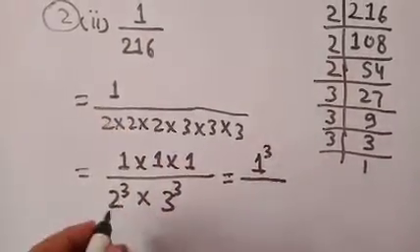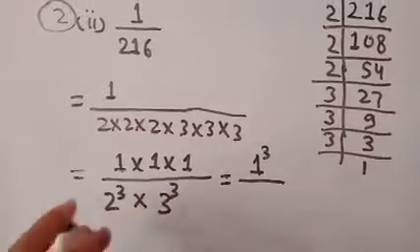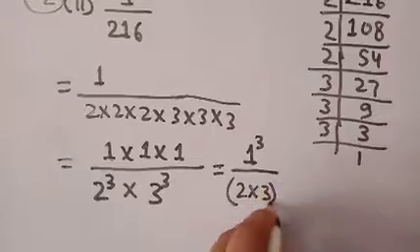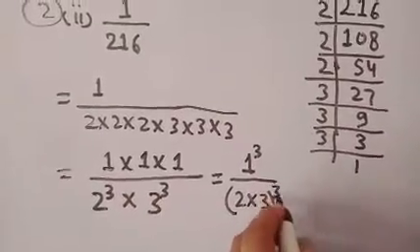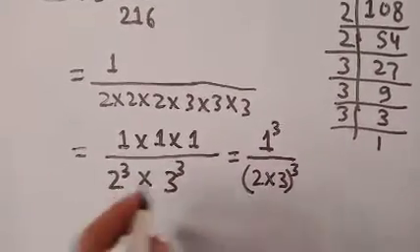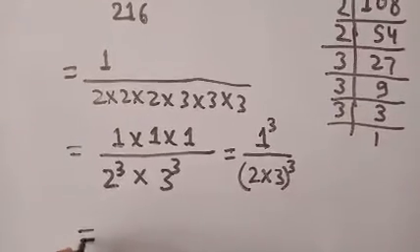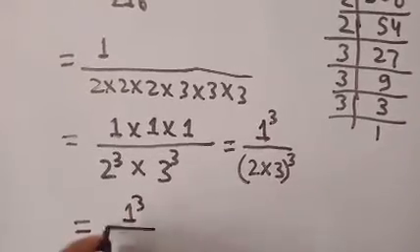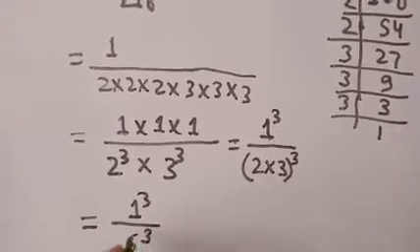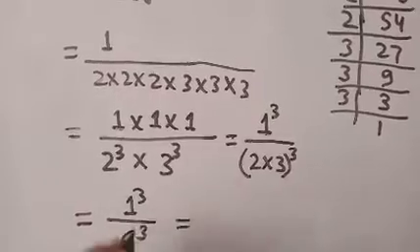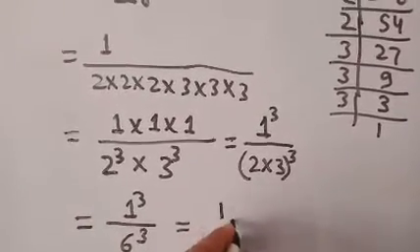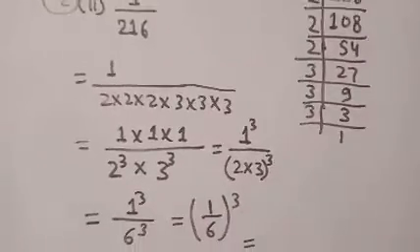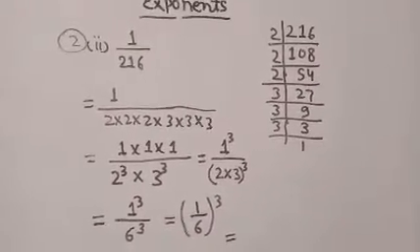is always 1, and when the power is the same in the product form, combine them in multiplication form having the common power. I hope you will understand. And finally, 1 cube upon 6 cube; power 3 is called cube. Now having the same power, it is 1 by 6 whole power 3. So this is the process, student. I hope you will understand.